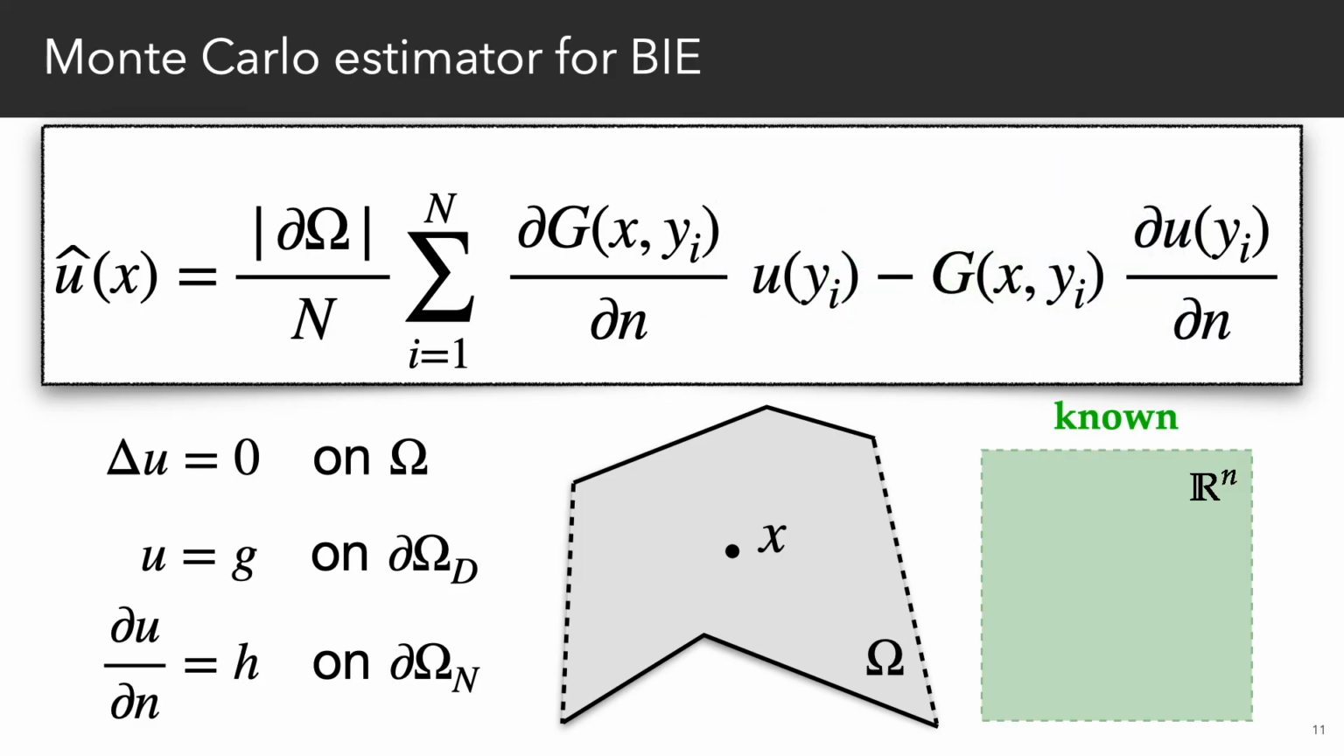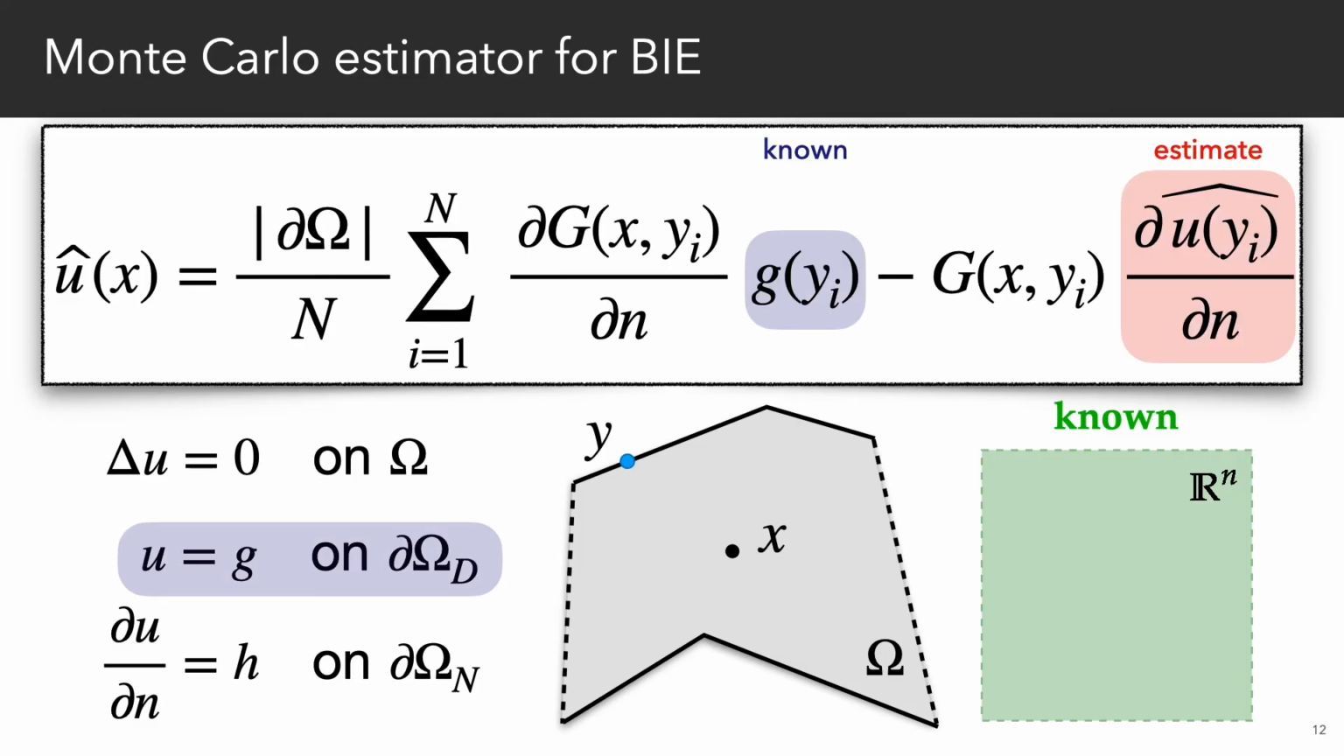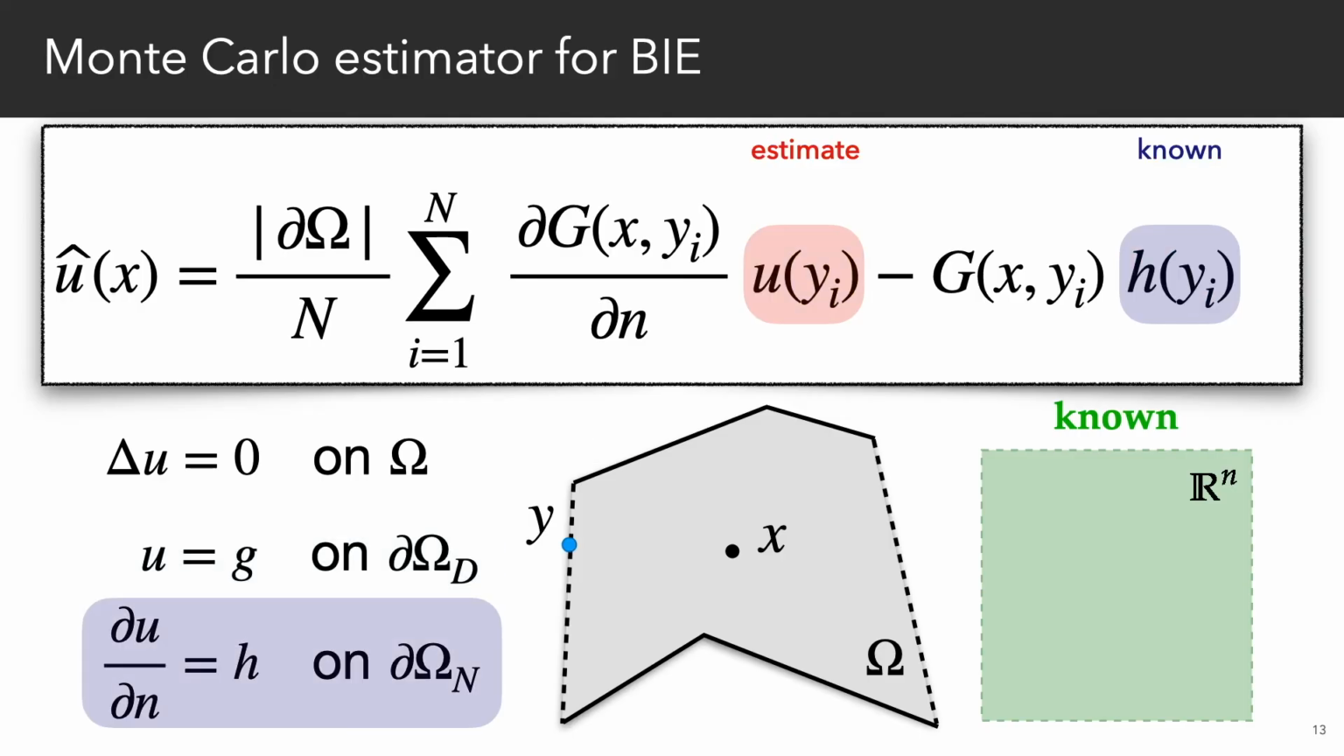To evaluate this boundary integral, we'll construct a Monte Carlo estimator for uniformly sampling the boundary, where on the Dirichlet part of the boundary, we can directly use known Dirichlet data at the points y, but we have to estimate the corresponding Neumann data. Similarly, on the Neumann part of the boundary, we can directly use known Neumann data, but now have to estimate the Dirichlet data.